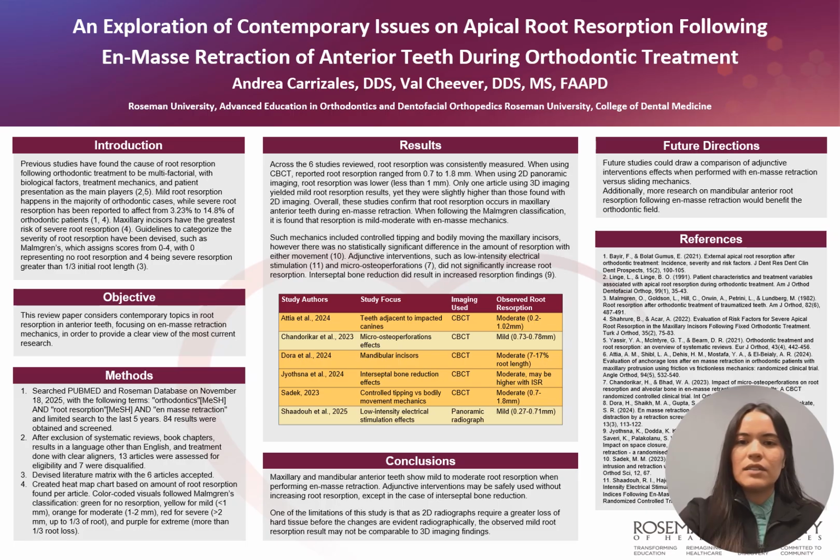Guidelines to categorize the severity of root resorption have been devised, such as Malmgren's, which assigns scores from 0 to 4, with 0 representing no root resorption and 4 being severe resorption greater than a third of the initial root length. This review paper considers contemporary topics in root resorption in anterior teeth, focusing on en masse retraction mechanics, in order to provide a clear view of the most current research.